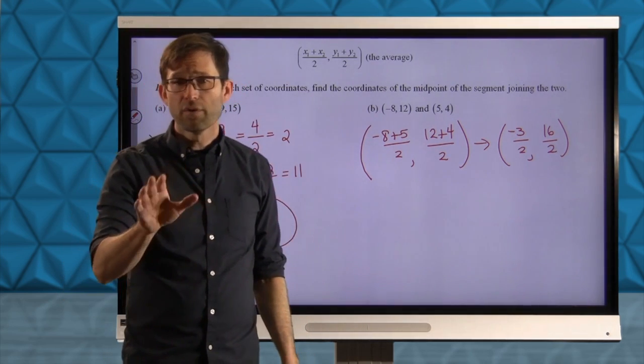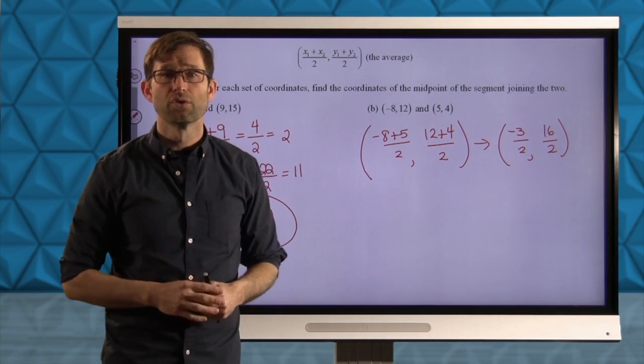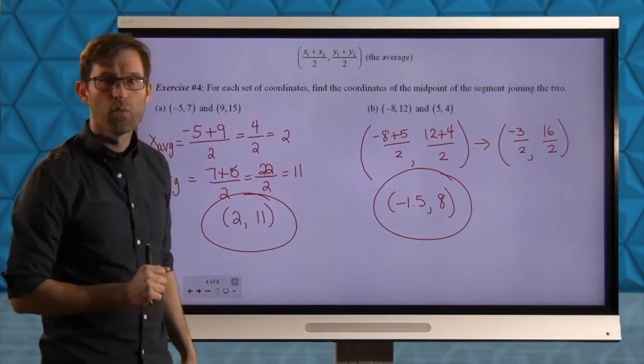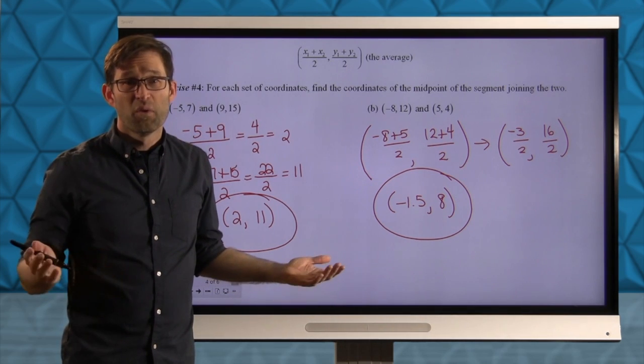If your teacher has a preferred way for you to leave an answer like that, I would follow what your teacher says. I personally don't have any problems with decimals. I kind of like them. So I would probably say (negative 1.5, 8). The midpoint formula. What more is there to say?